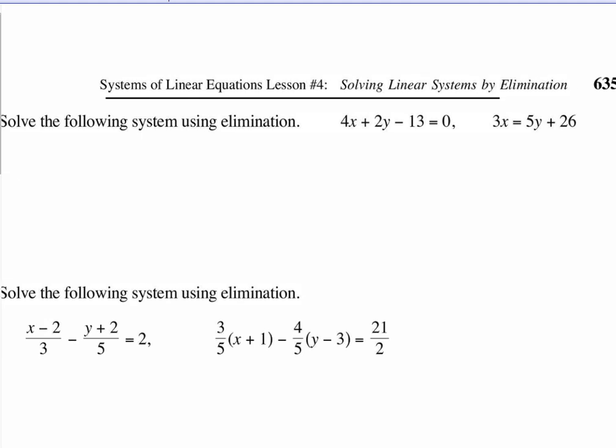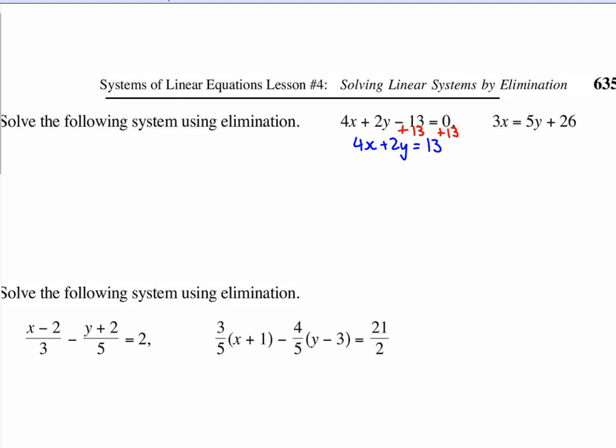Okay, do these equations line up? Are they aligned the same way? No. So I like to go x, y equals constant. So this guy would become 4x plus 2y equals what? Positive 13. So we're going to add the 13 to the other side. So let's make x, y constant. So that gives me 4x plus 2y equals 13.